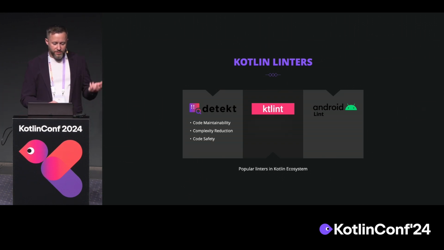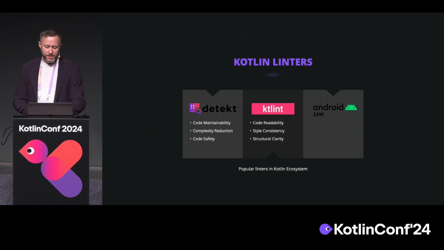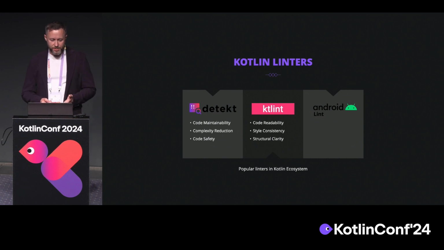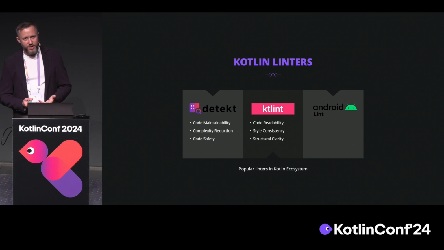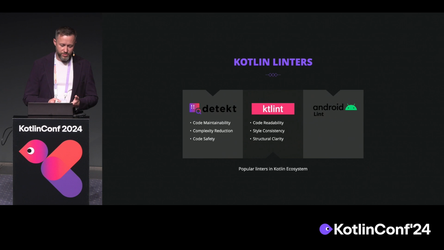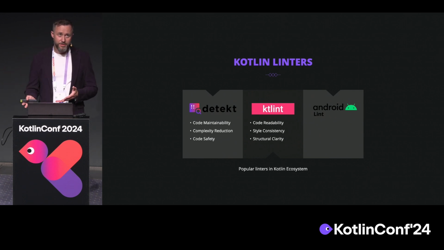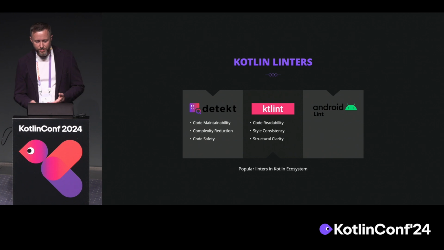Ktlint, on the other hand, is mostly about code style conventions. It enforces a unified coding style in the project, to provide you an organized, well-maintained file structure. You may have rules like import ordering, max length of a line, or, for example, a new line that is required at the end of the file.